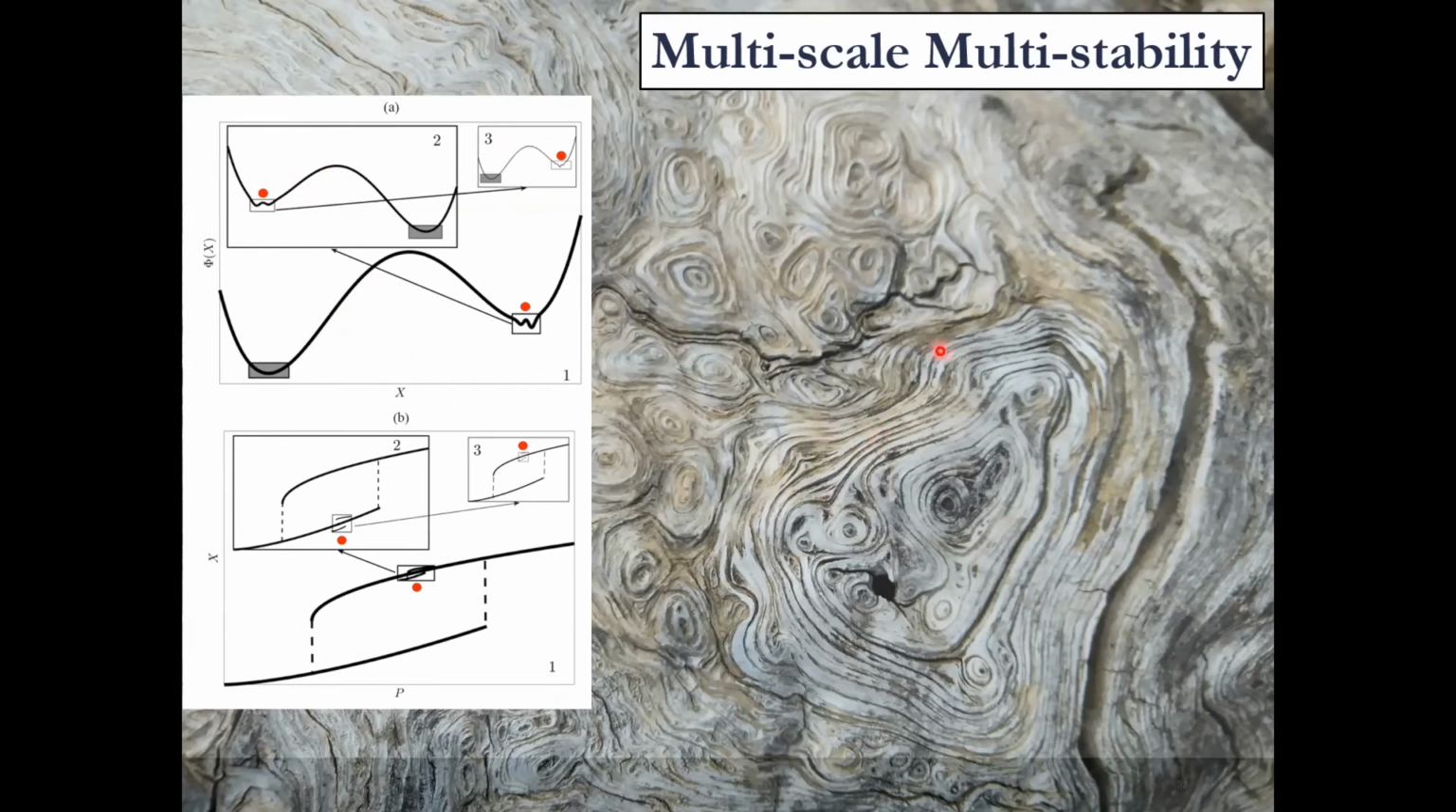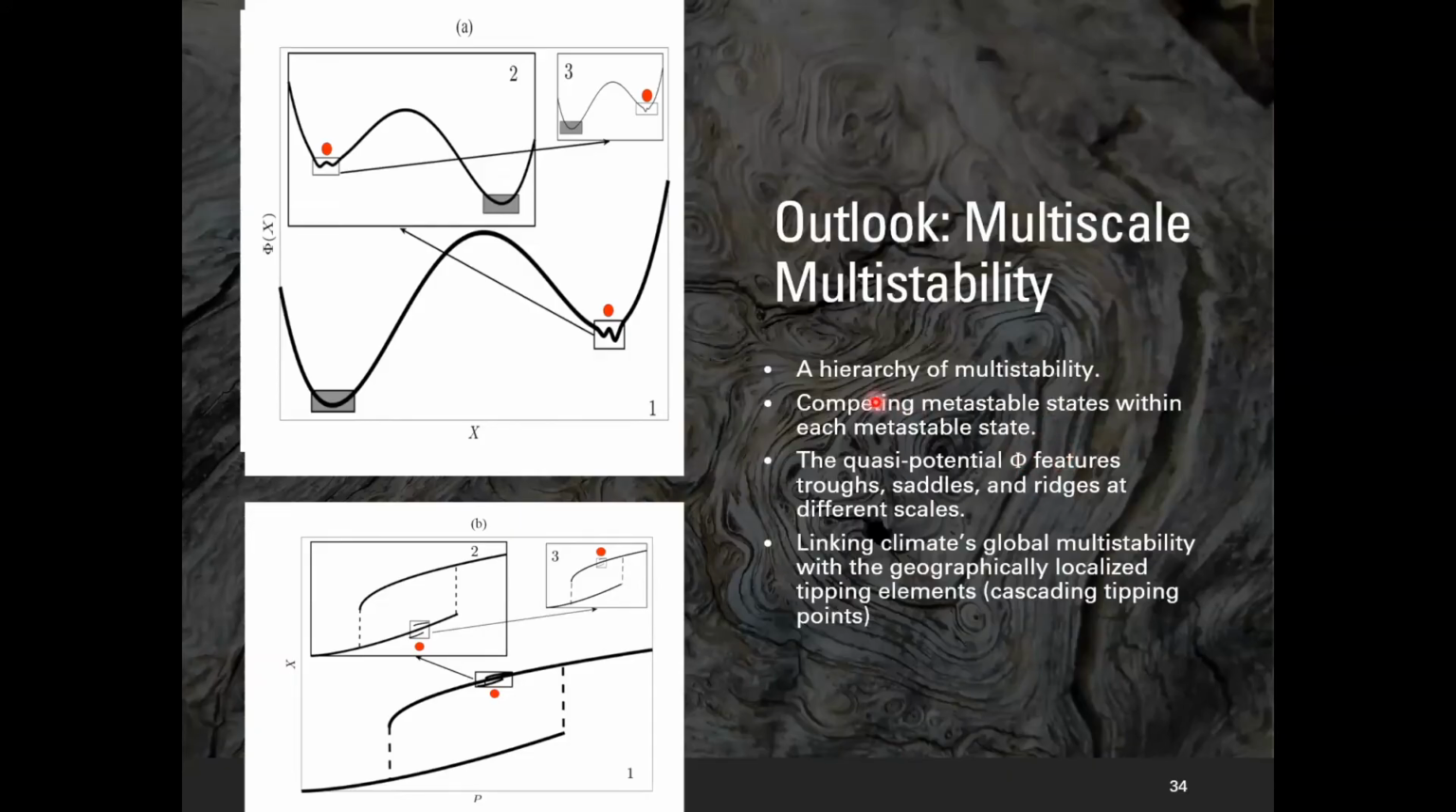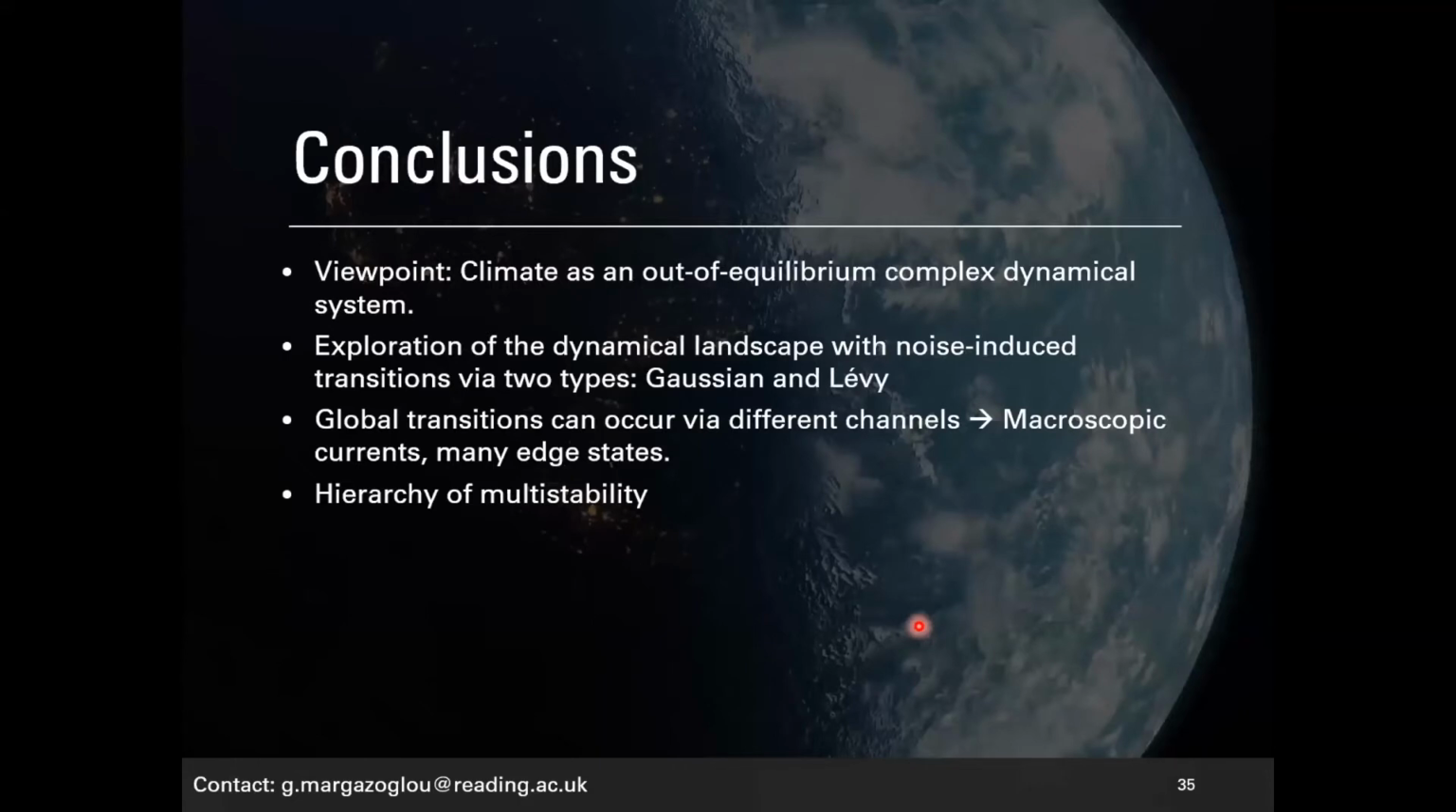This is, by the way, a nice picture taken by my father from a chestnut trunk. And you see the amazing patterns here that resemble the idea that there are larger attractors inside them. You can find even structures inside structures and so on and so forth. So that's what I just said. There's apparently a hierarchy of multi-stability. There are competing metastable states within a metastable state. And in some sense, we're trying to link here the climate's global metastability with the geographically localized tipping elements.